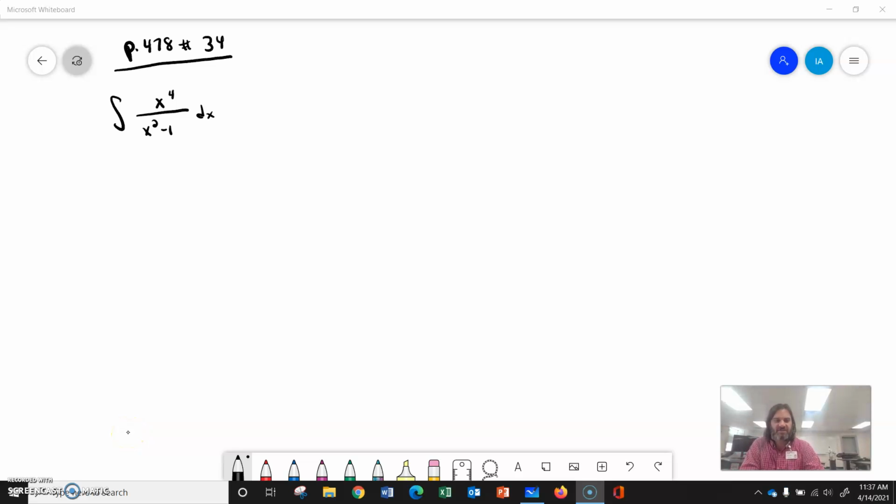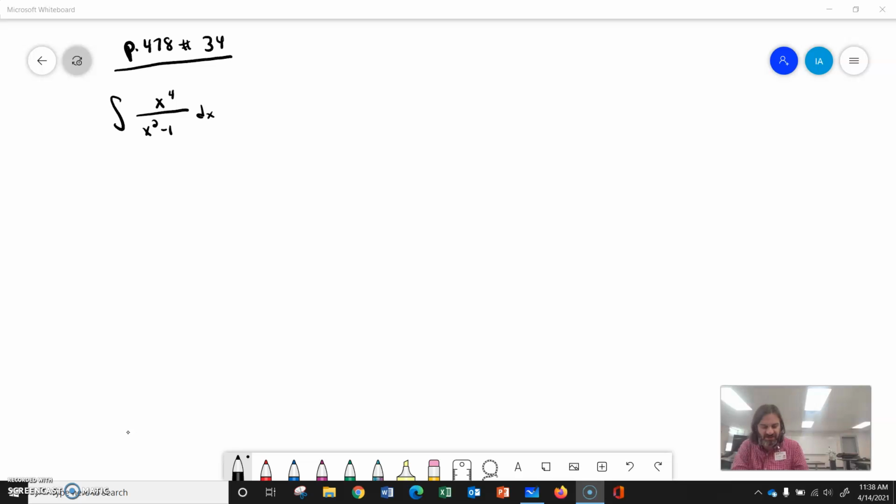Alright, we're still integrating using partial fractions. This one is the integral of numerator x to the fourth, denominator x squared minus 1. Two things as we get ready to do partial fractions. We always need to make sure we have a proper fraction, and unfortunately we do not.